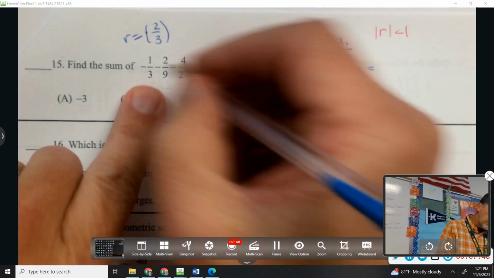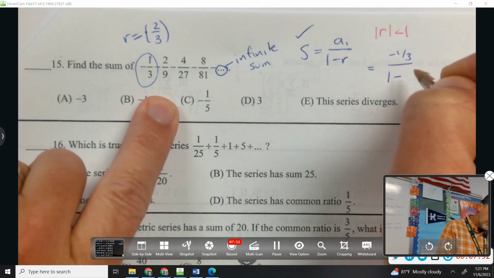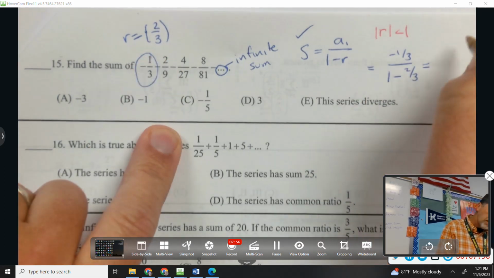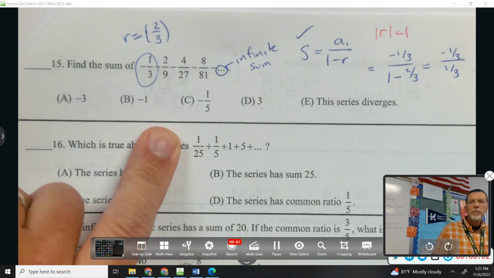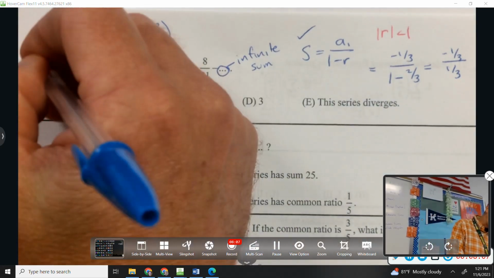So the first term is -1/3, over 1 minus 2/3. So that would be -1/3 over 1/3. Oh, I can do that without even doing keep it, change it, flip it. It's -1.